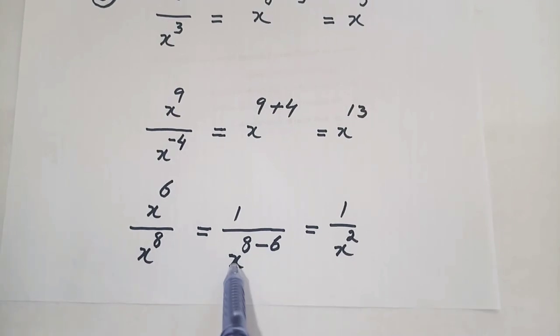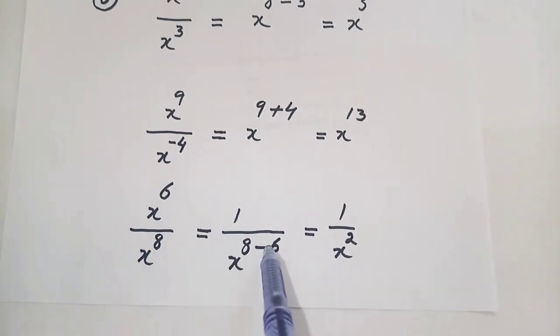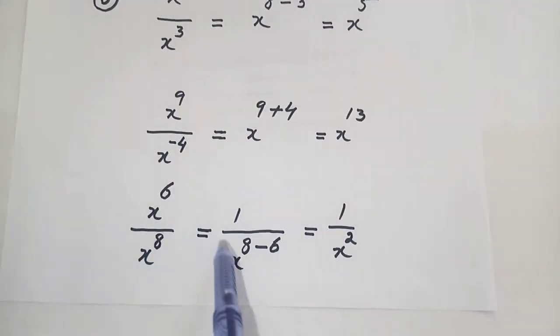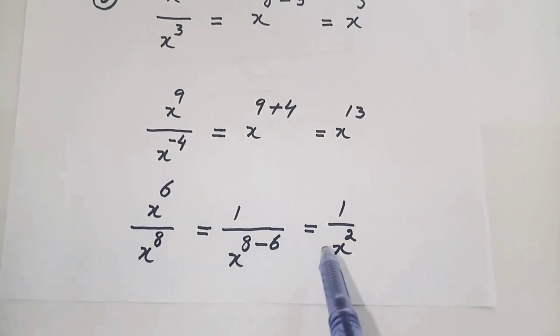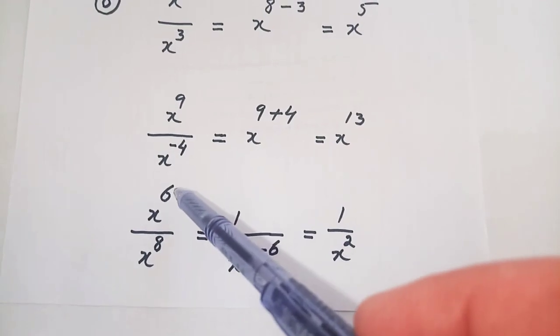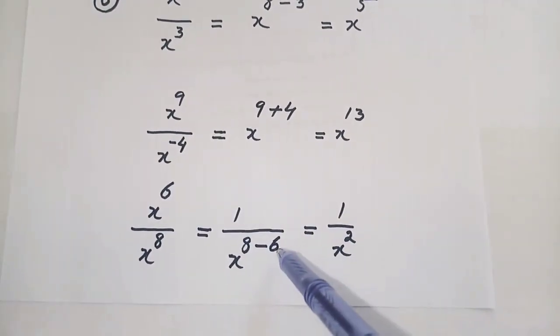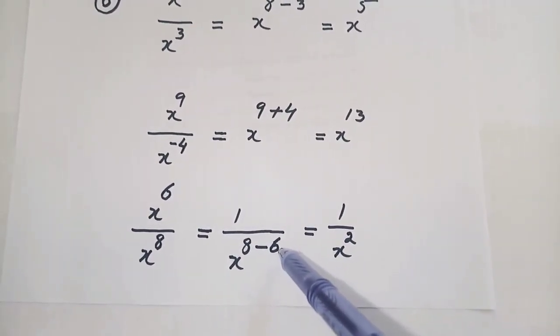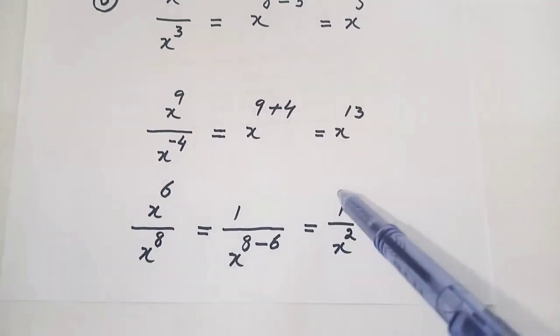So x power 8 minus x power 6. So x power 8 minus 6. So 1 over x power 2. So here the power is positive, that is 6 plus 6, but it will become negative when we shift it to the denominator. So the answer of this is this much.